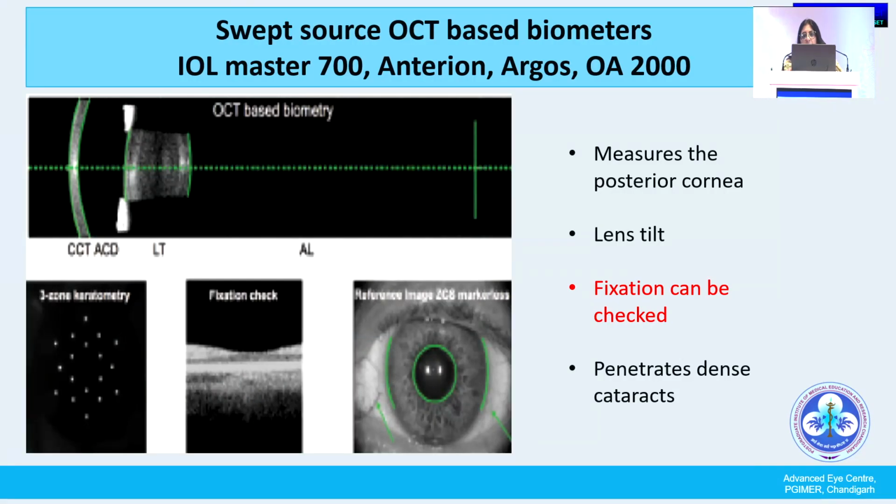I will not dwell on this, but this is one of the most important uses of swept source OCT. For example, we have the IOL Master 700, which are swept source OCT based biometers. Apart from giving us the IOL power, because they are targeting right from the corneal apex to the macula, we can check the fixation and the lens tilt, and also it measures the posterior cornea. But biometry is a separate subject, and I'll leave that for now.